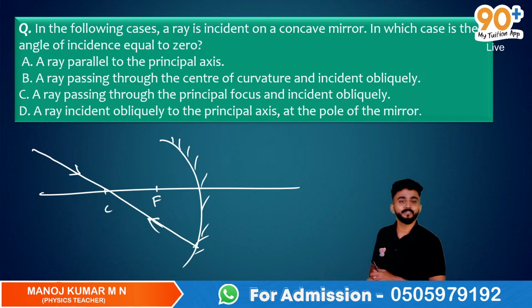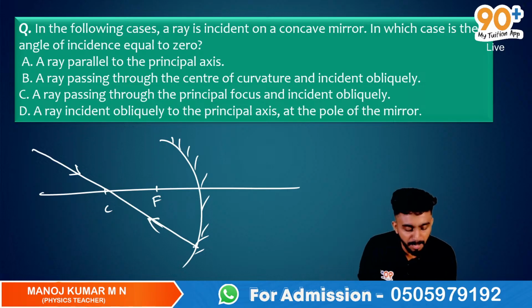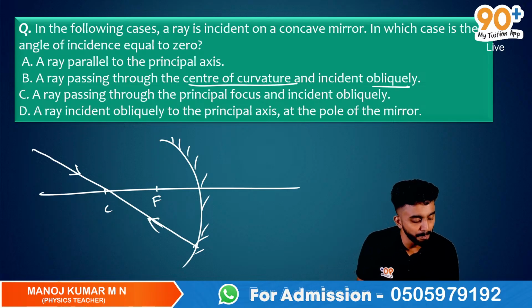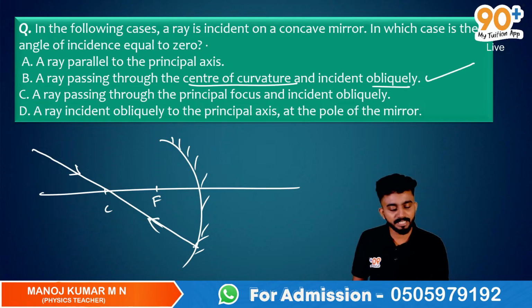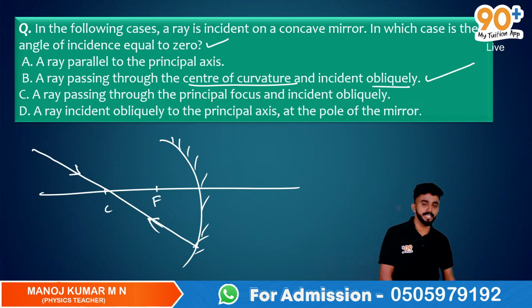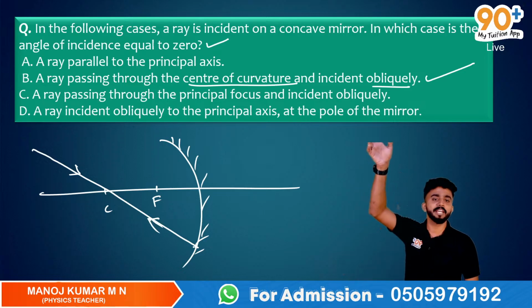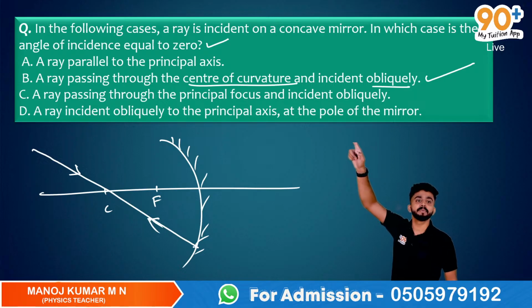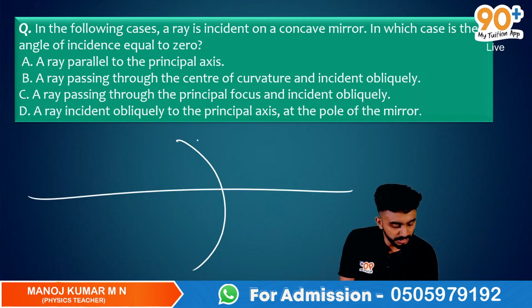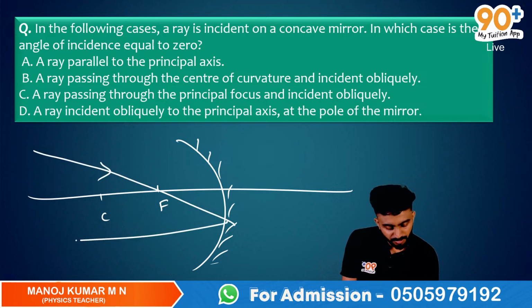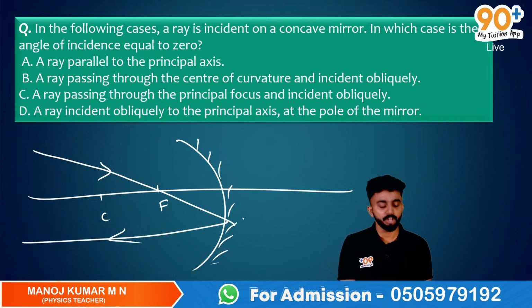Yes. So it is obviously option B, right? A ray passing through the center of curvature and incident obliquely will trace back the same path. So in this case, the angle of incidence will be equal to 0. So guys, if you have a doubt, you can check out the remaining options as well. A ray passing through the principal focus and incident obliquely. If you're considering a ray which is passing through the principal focus, let's say we have a ray over here passing through the principal focus. What will happen, guys? It'll have an angle of incidence over here. Why? Because if you're considering a normal, you'll obviously have an angle of incidence.